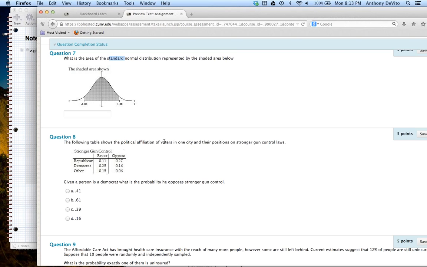Okay, the following table shows the political affiliation of voters in the city and their positions on stronger gun control. Given a person is a Democrat, what's the probability he opposes stronger gun control?